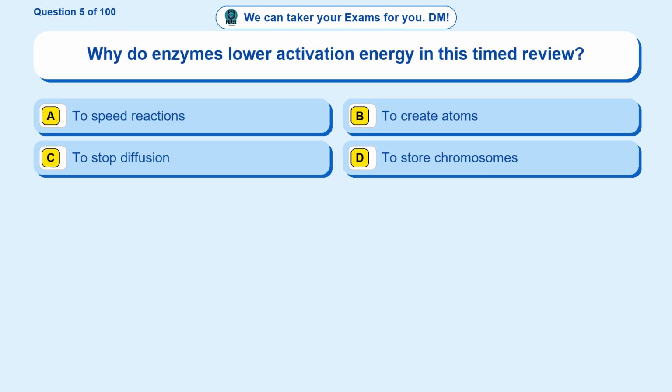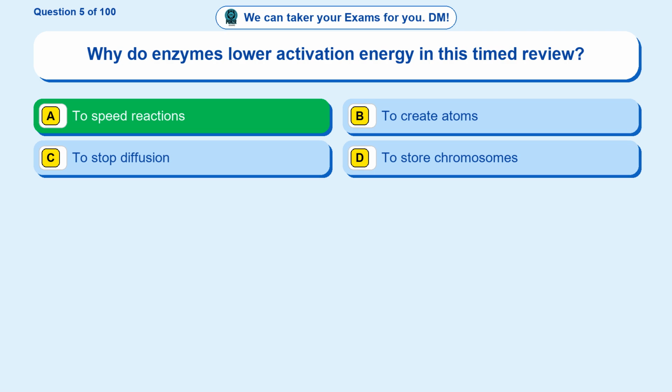Question 5. Why do enzymes lower activation energy in this timed review? Option A. To speed reactions. Option B. To create atoms. Option C. To stop diffusion. Option D. To store chromosomes. The correct answer is option A.